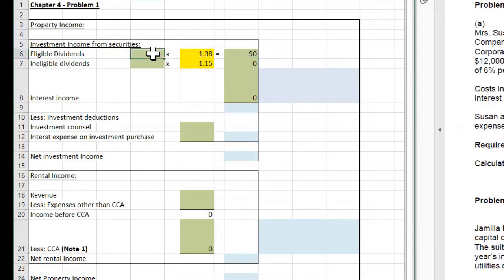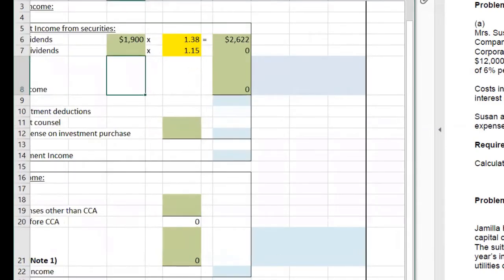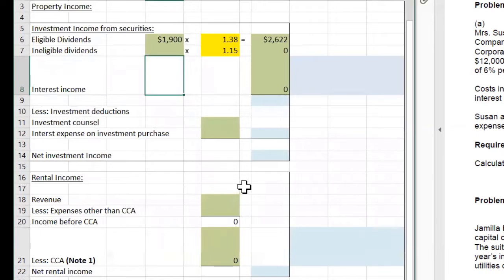Now we have eligible dividends. We know that we had $1,900. So I'm going to go and plug that in. Now remember, for dividends, and this is something that people often miss on exams, dividends have to be grossed up.